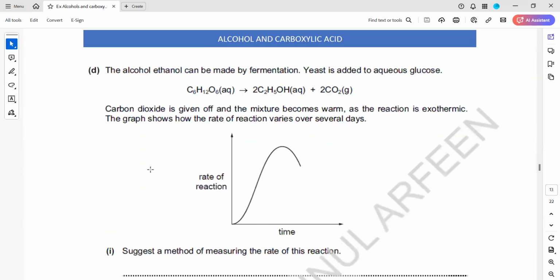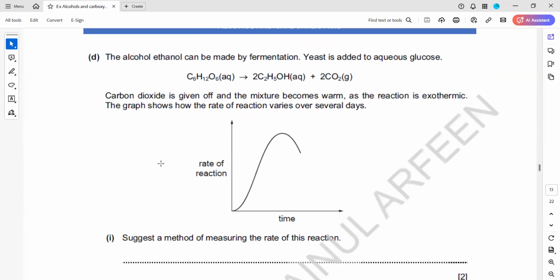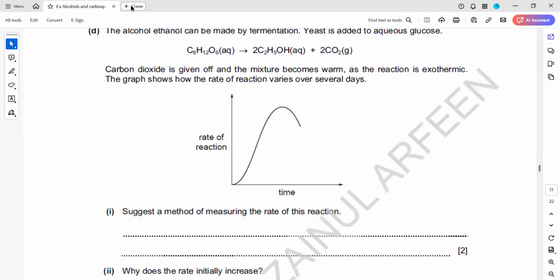In part D, the alcohol ethanol can be made by fermentation. Yeast is added to aqueous glucose. Carbon dioxide gas is given off and the mixture becomes warm, as the reaction is exothermic. The graph shows how the rate of the reaction varies over time. Suggest a method of measuring the rate. Whenever a gas is given off, we can measure the volume of the gas in a unit time. So we can measure how much gas is given off in a particular time, and find the rate of this reaction.